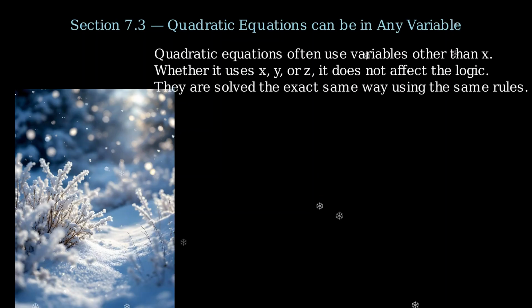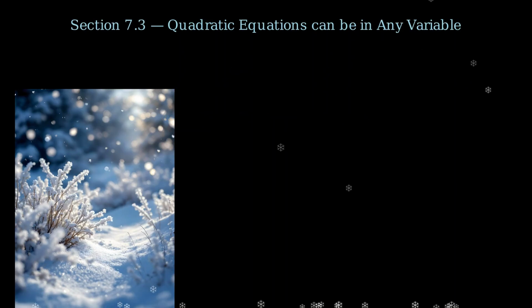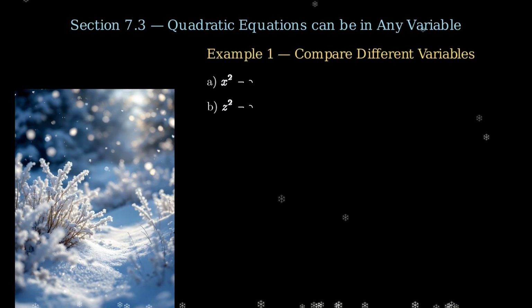Welcome to section 7.3. Today, we will discuss how quadratic equations can be in any variable. A lot of the equations you see may contain a variable other than x, such as y, z, or t. However, they are still quadratic equations and can be solved in the exact same way because the mathematical structure remains completely unchanged. Let's look at an example.